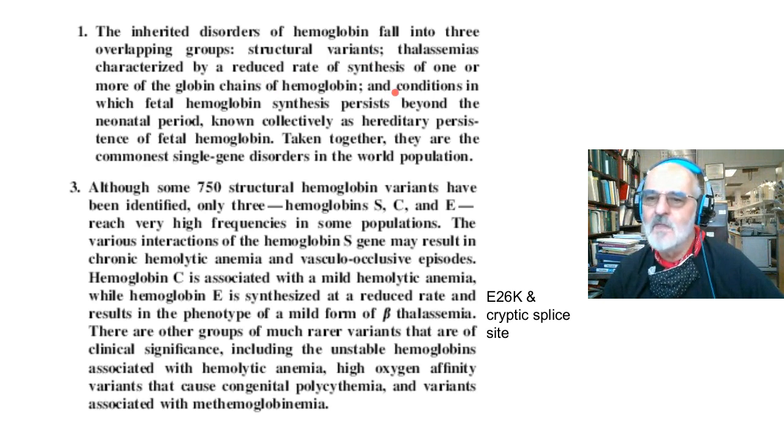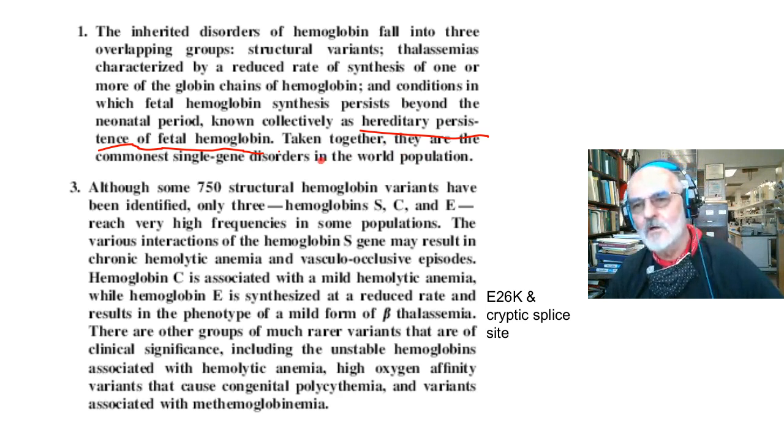beta. And then they say that the third major group is a condition in which fetal hemoglobin synthesis persists beyond the neonatal period. Okay, and this is known as hereditary persistence of fetal hemoglobin. Okay, so this is a state that we're trying to induce in people who have sickle cell disease, but there are some people who walk around with this naturally. And this is basically an effect on the loci that control turning on and turning off fetal hemoglobin. Okay, and so we'll have a little bit more to say about this.